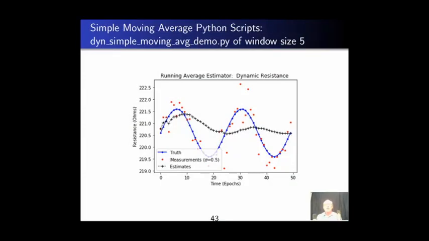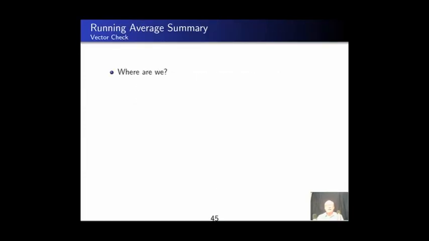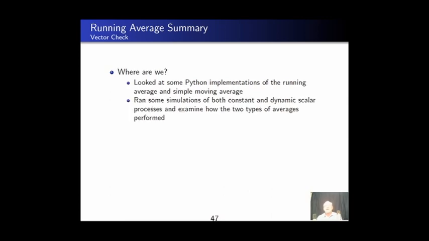So going back to our slides, let's see where we're at. We've looked at the Python implementations of the running average and simple moving average. We've run some simulations of both constant and dynamic scalar processes to see how the different averages perform. What's coming in the next video? Next video, we're going to take a look at the prediction part of the Kalman algorithm, where we have real dynamics, so there is some real prediction computation that has to be done.